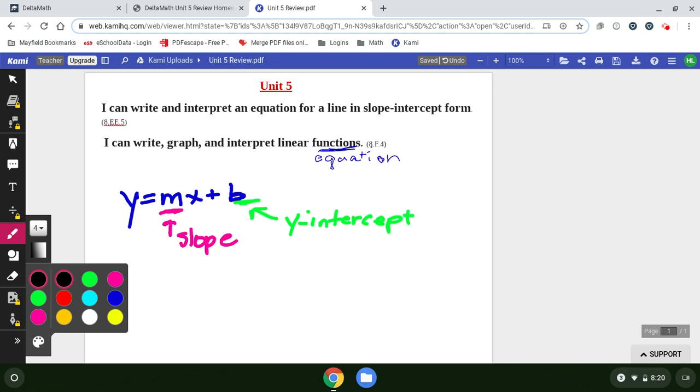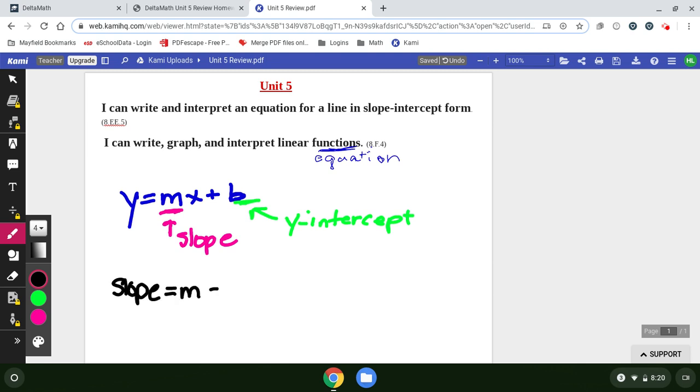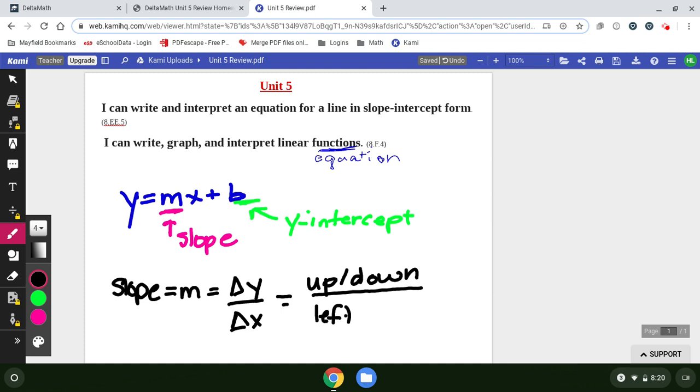Okay, so if we start looking at that, if I talk about slope first, our slope is m, and we also say it is our change in y over our change in x. So change in y is how much does the line change going up or down, and the change in x is how much does the line change going left or right. So that's the main thing with slope so far.